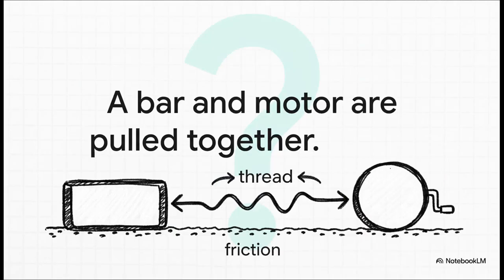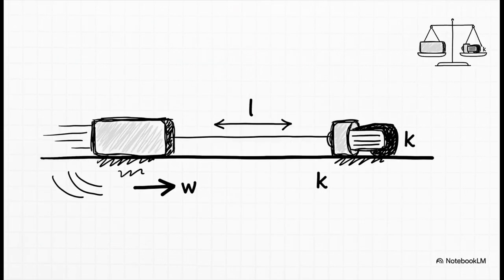So what's the puzzle we're trying to solve? Imagine this. You've got a bar and a motor just sitting on a surface. There's a string connecting them. Suddenly, the motor whirs to life and starts reeling in that string, pulling them toward each other. The big question is, with friction fighting them every step of the way, how long does it take before they collide?